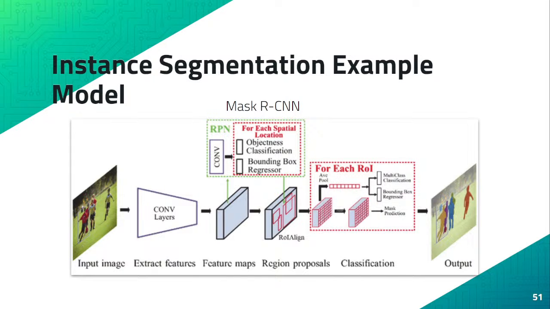An example of an instance segmentation would be the Mask R-CNN. This is very slow. That's why it's not very used anymore.